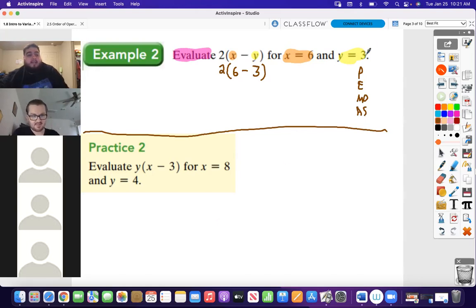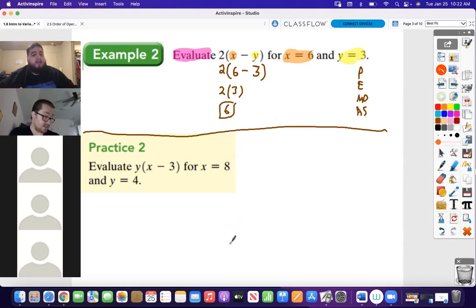All right, P stands for parentheses. So I'm going to go ahead and simplify the parentheses. So 6 take away 3 is 3. So 2 parentheses 3. There's no exponents, and now we're going to multiply. Remember, parentheses implies multiplication. 2 times 3 is 6, and we are done. So far, not bad, right?